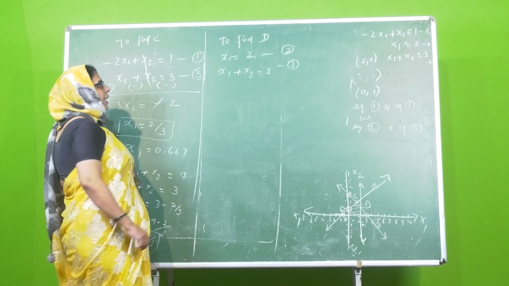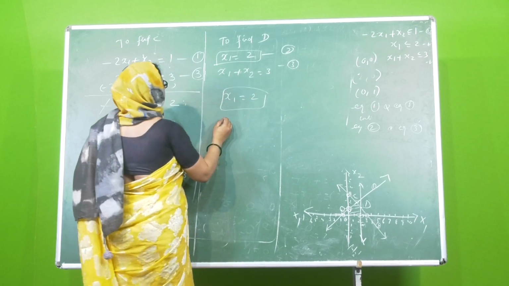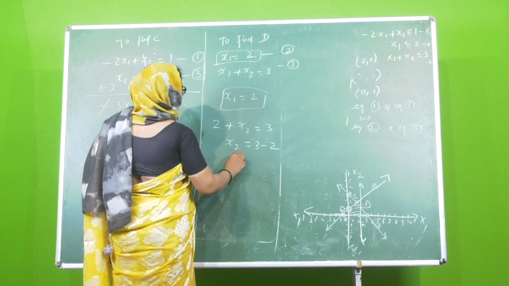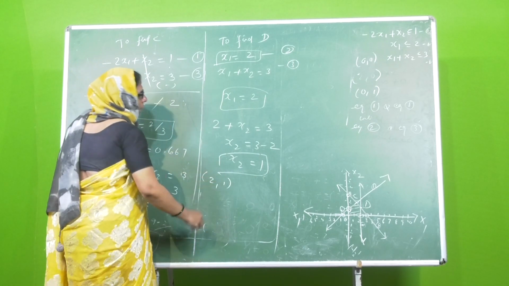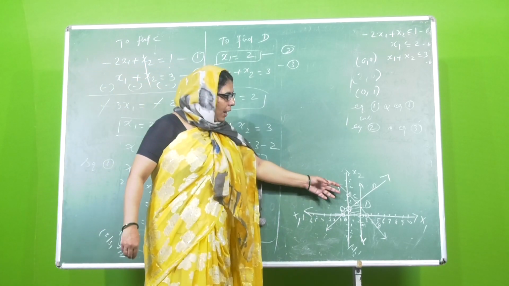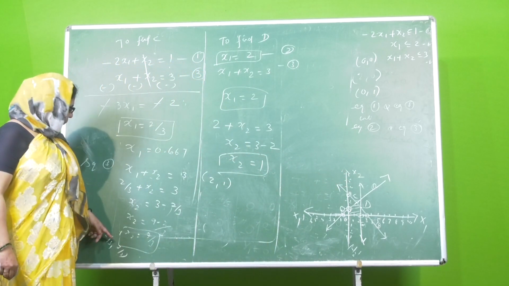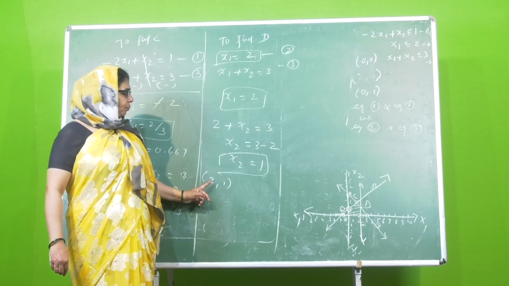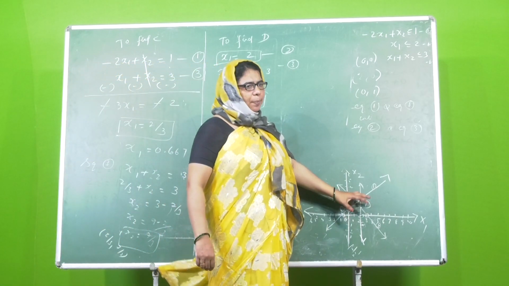So now we are going to find the point D. In equation D, x1 is equal to 2. So you have to substitute: 2 plus x2 is equal to 3. So x2 equal to 3 minus 2. So x2 equal to 1. That is 2 comma 1. That is the point D. So we have found C and D. For C, 2 by 3 and 7 by 3. For D, 2 comma 1. So these are the boundary points of this bounded shaded area.